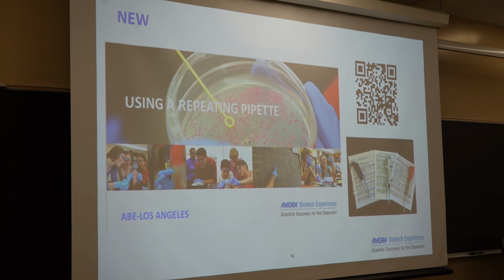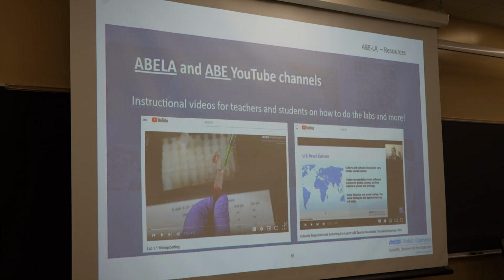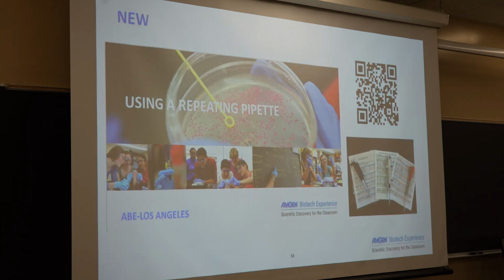Also, the first 2 that you aliquot are not going to be correct, so I would suggest you throw those out, just because it's not going to be the actual amount that you need. After the first 2 or so, it should be good. But yeah, that's the QR code to the repeater video.